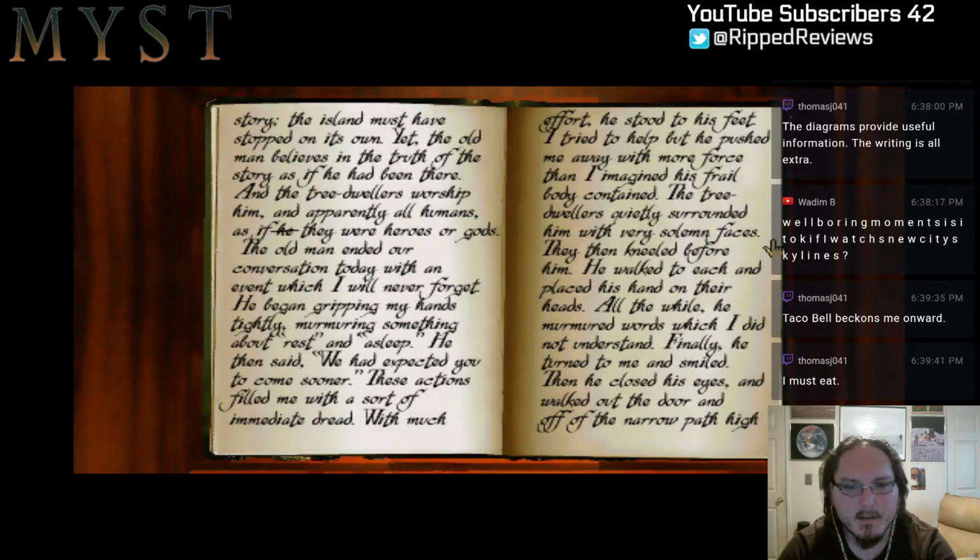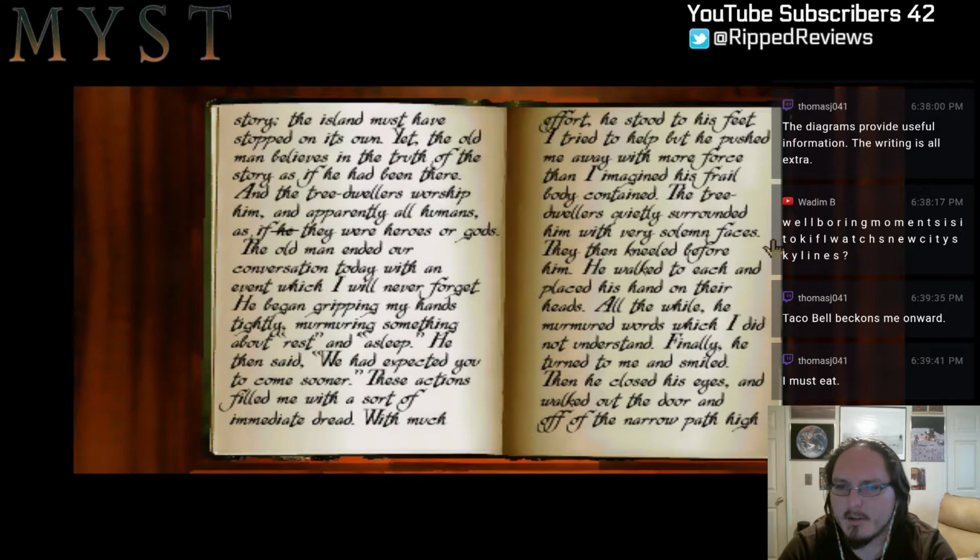The old man ended our conversation today with an event which I will never forget. He began gripping my hands tightly, murmuring something about rest and asleep. He then said, "We had expected you to come sooner." These actions filled me with a sort of immediate dread. With much effort, he stood to his feet. I tried to help, but he pushed me away with more force than I imagined his frail body contained.